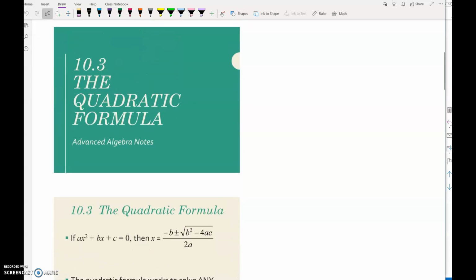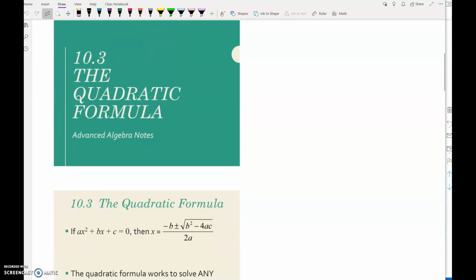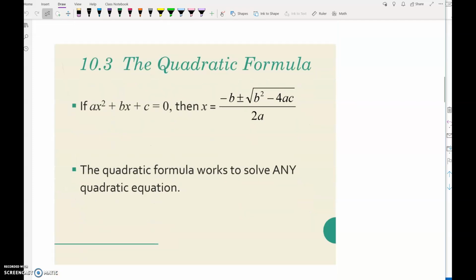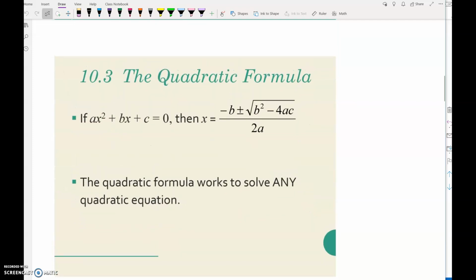Okay, today we're going to go through section 10.3, the quadratic formula. The quadratic formula is used when we have a quadratic equation. So you have x squared, you have x, you have a number, typically equals 0. You have to get the equation to look like this first. So the x squared term, then the x term, then the number equals 0.